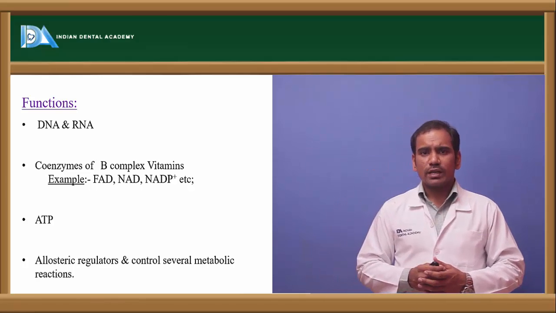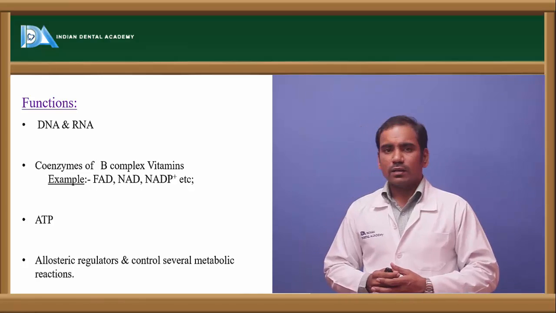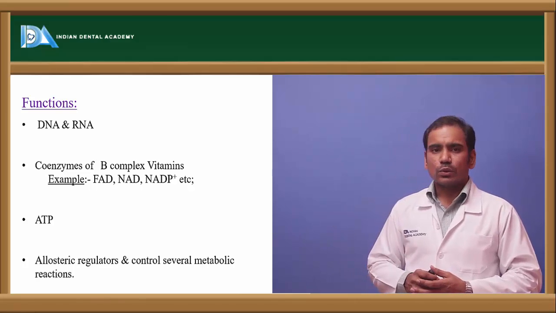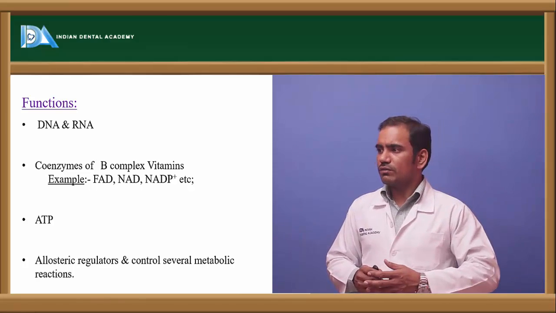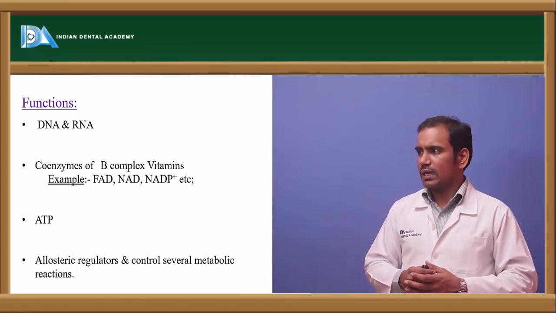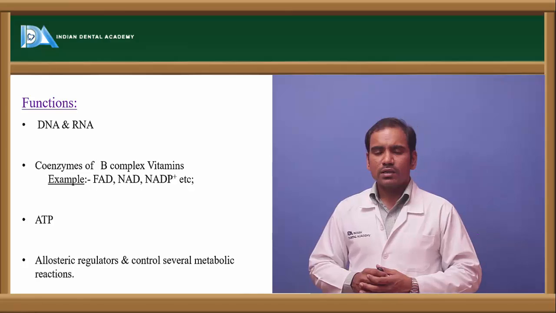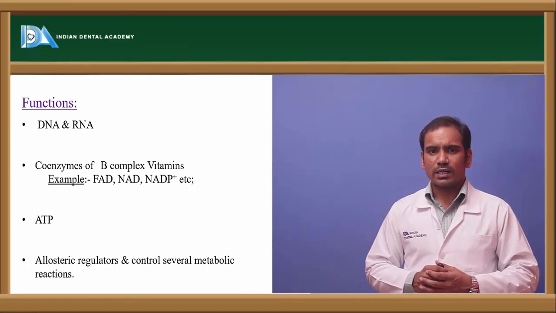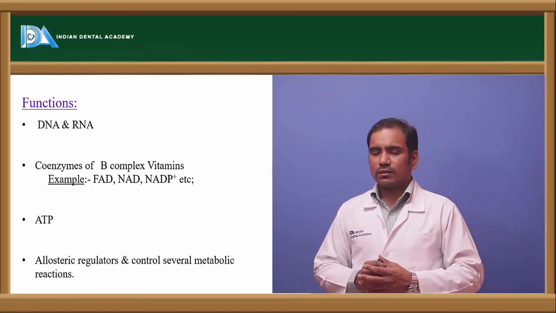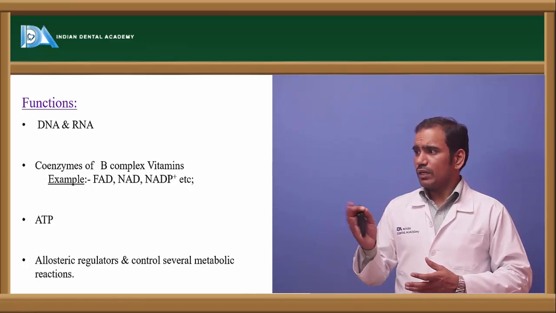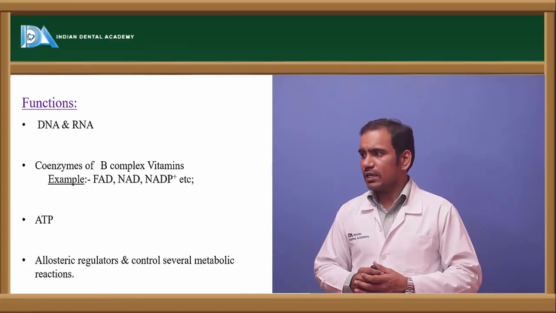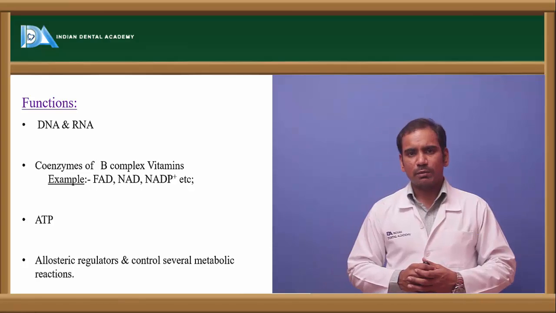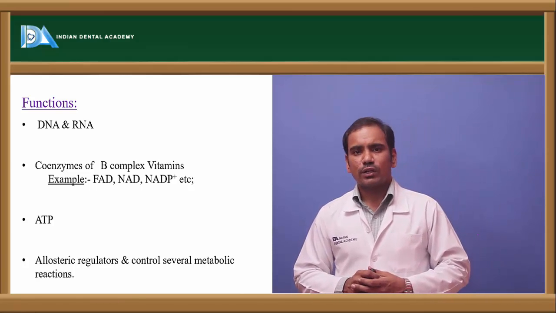Nucleotides not only have a role in the storage and transfer of genetic information, as in DNA and RNA, but also have other functions, such as coenzyme functions. Most of the B complex vitamins act as coenzymes. B2, riboflavin, has a coenzyme form called FAD, and B3, niacin, has two coenzymes, NAD and NAD+. These are nucleotides.